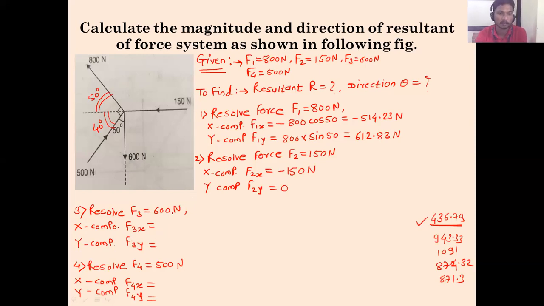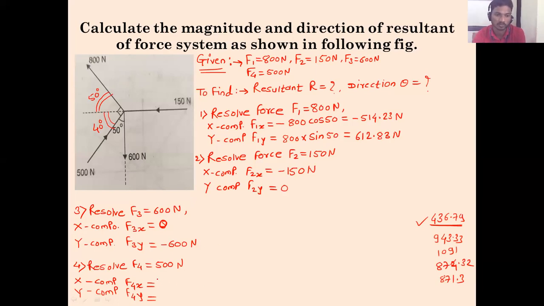What will be its x component then for a vertical force? It will be 0. Very simple. Then what will be its y component as it is going in the downward direction? Minus 600 Newton. Very good. The last force remains now.